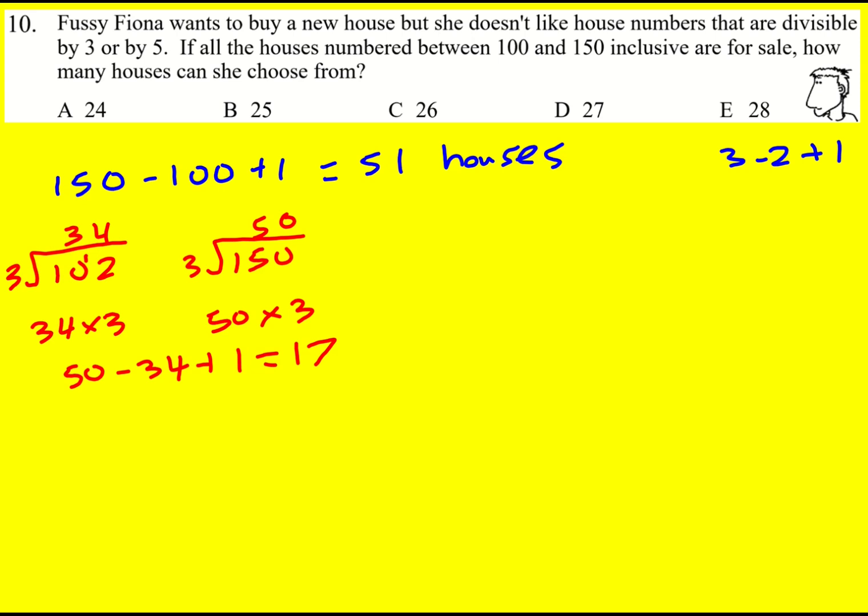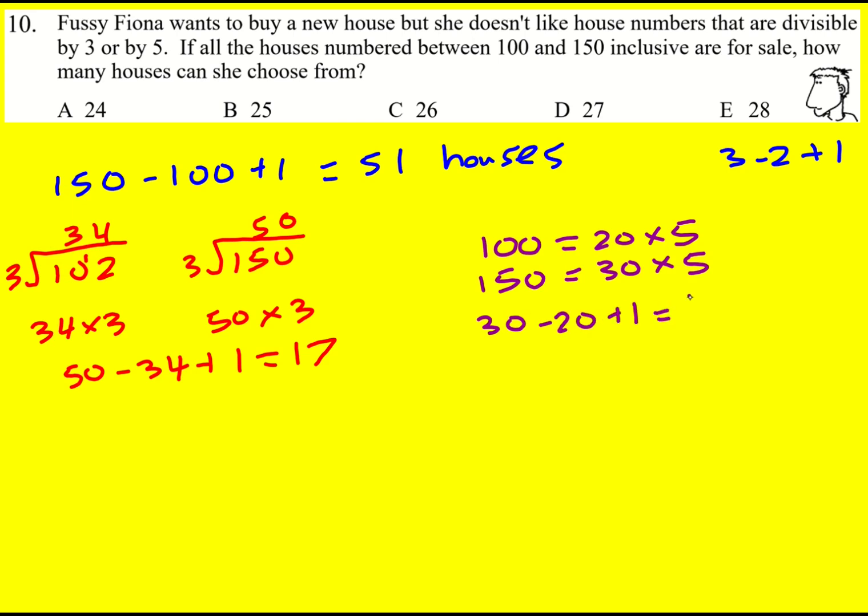Let's do the same with multiples of 5. So actually 100 is going to equal 20 times 5. That's going to be the first one. And then 150 will be 30 times 5. So I'll do 30 minus 20, but add 1. It's going to be 11 houses to discount for multiples of 5.